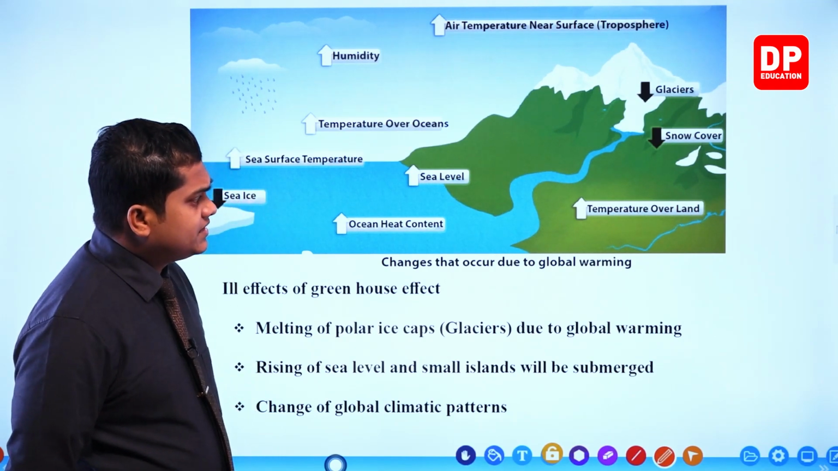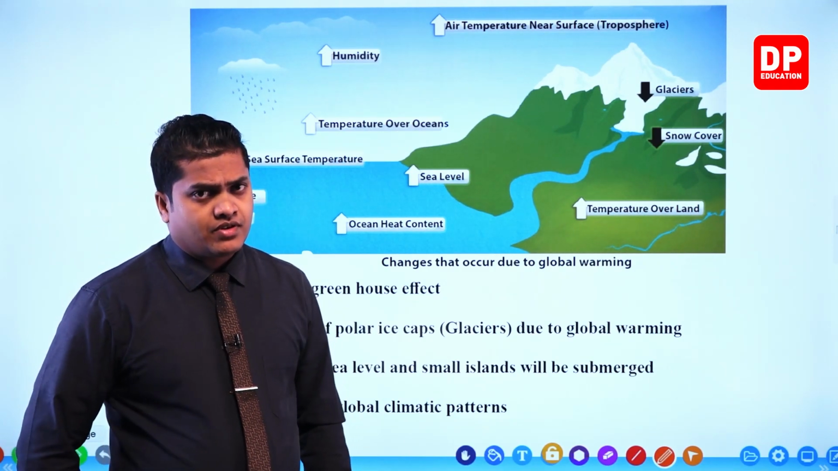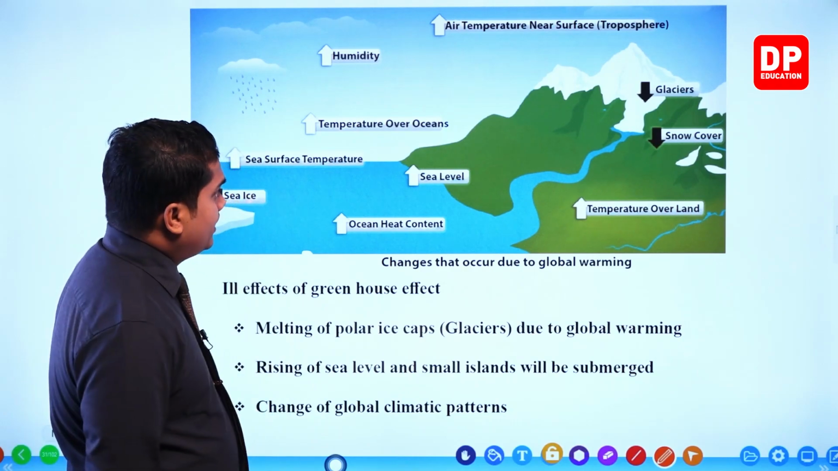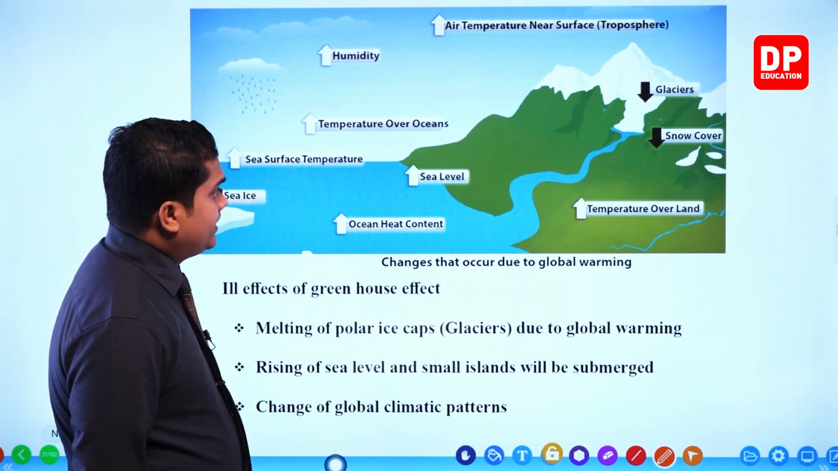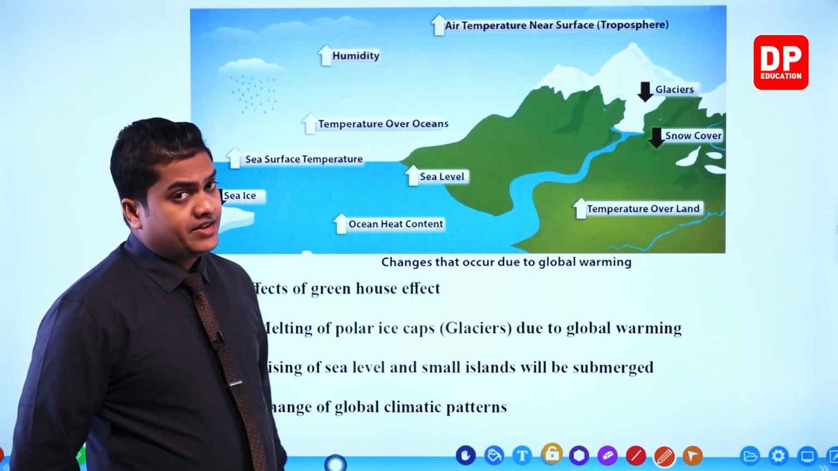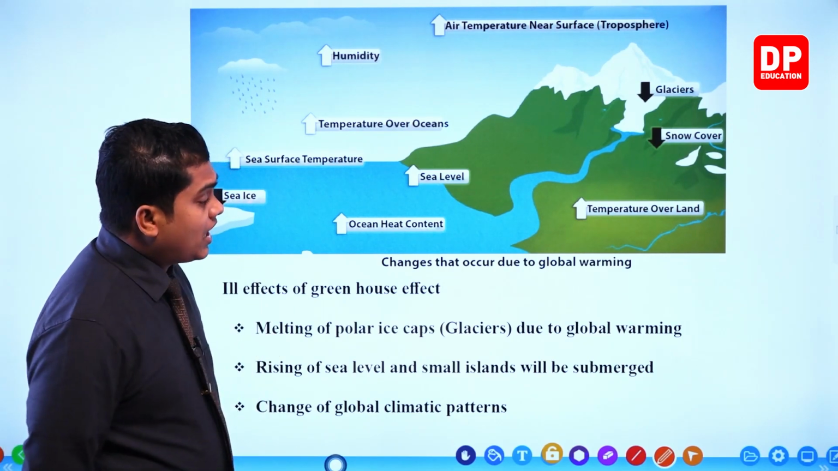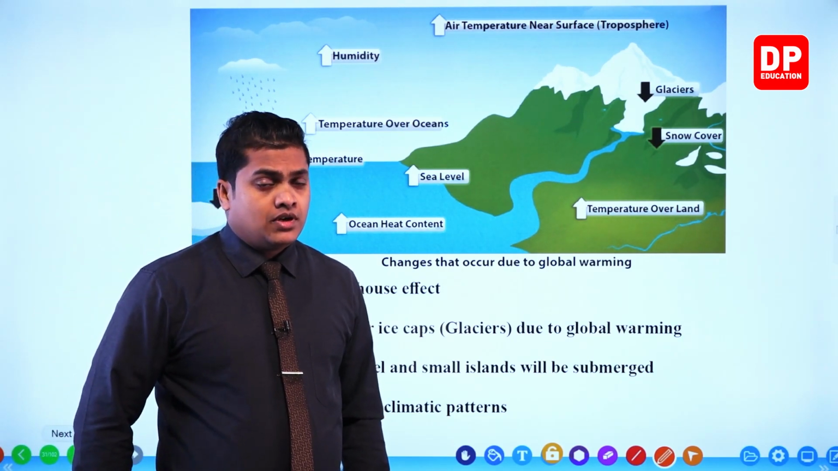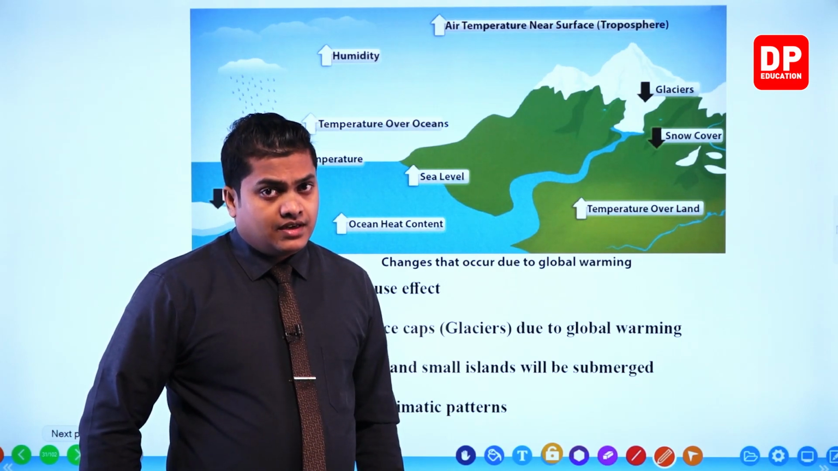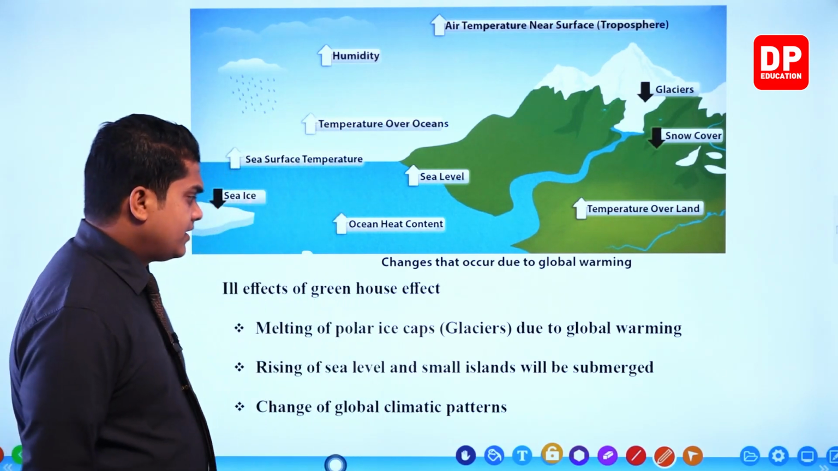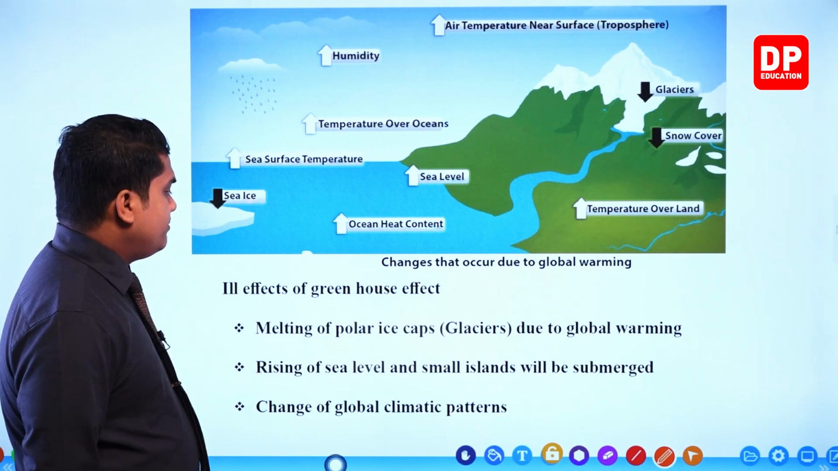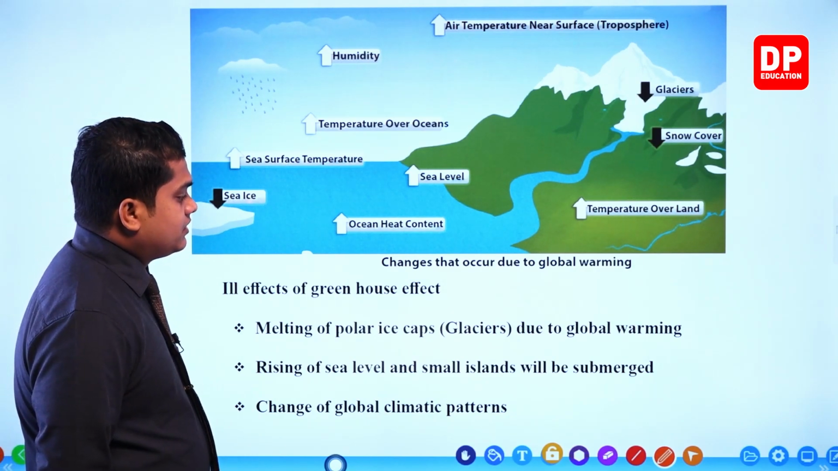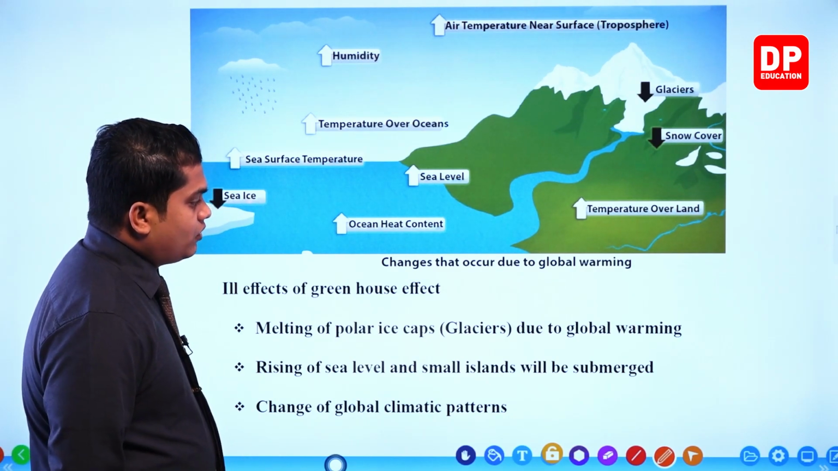So, because of these several reasons, my dear children, what will happen? Ultimately, the temperature of the oceans will increase, then the sea level will increase. Because of that, small islands will submerge in the water, and there are several other ill effects. So, let's see what the ill effects are then. Number one given then, melting of polar ice caps and glaciers due to global warming.